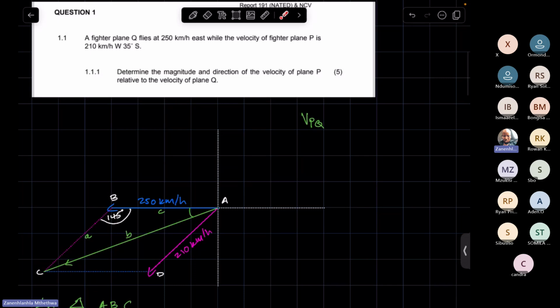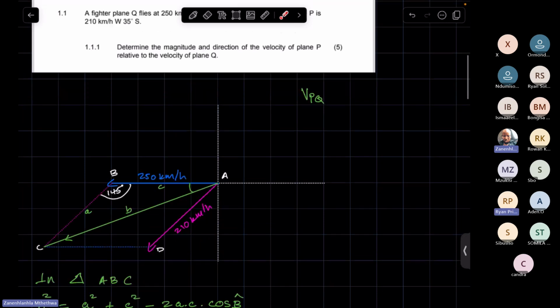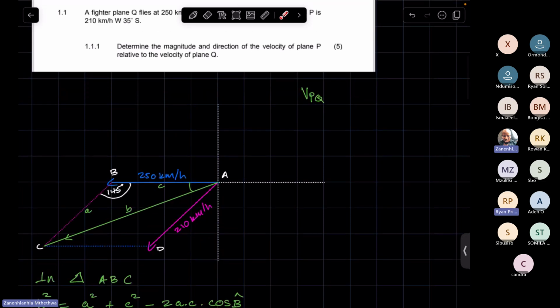Are we clear? Yes, sir. That is the most important thing here. Sir, I have a question. On the parallelogram method, we don't put that 250 kilometers an hour as a negative? No need to, because you've already accounted for that. You drawing the 250 in the opposite direction is you accounting for that.